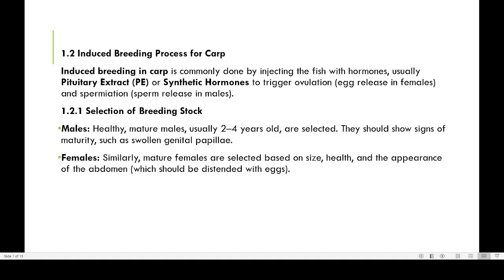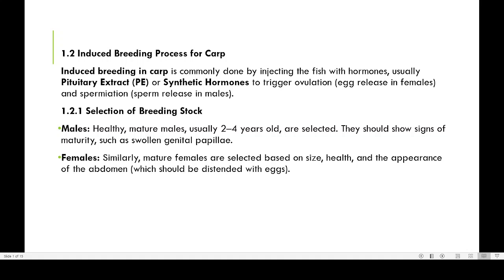Then one is the selection of breeding stock. Breeding stock means, as I told you earlier, that farmers always prefer certain fish varieties over others, because some varieties produce smaller fish and some produce larger fish. Naturally, larger fish bring more market value than smaller fish. So that is the advantage. Farmers will select those varieties, and those varieties are known as breeding stock.